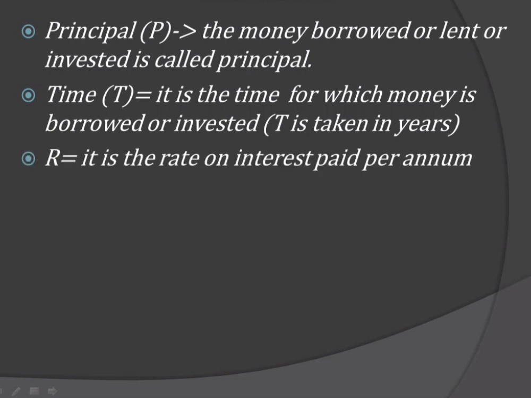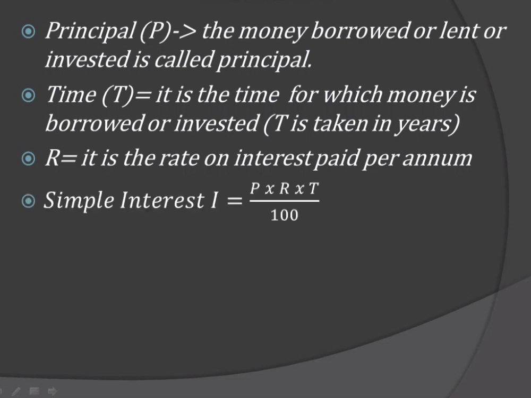Now next, that is R. R is the rate of interest for which the interest is being paid. Now it can be 10%, 6%, any percentage. So R is the rate of interest per annum.